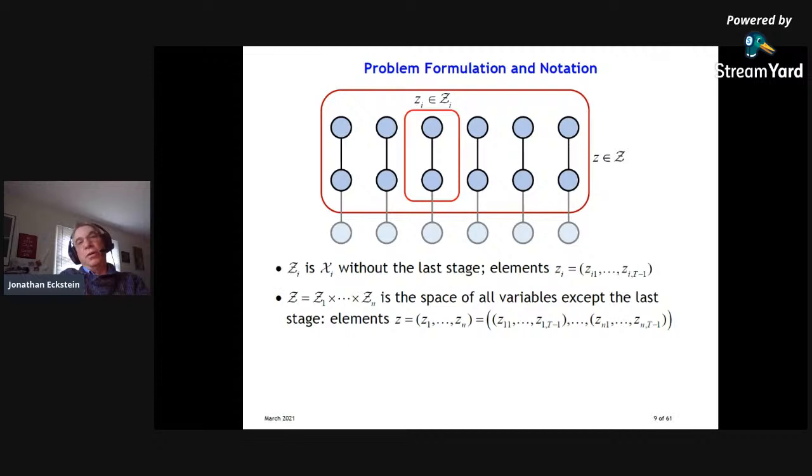And now there's another space, Z. The space cursive Z_i is capital X_i without the last stage. So it's everything except the last stage. We forget that those final recourse decisions are there. And then cursive Z is a product of all these. It's all the decisions except the ones at the last stage.